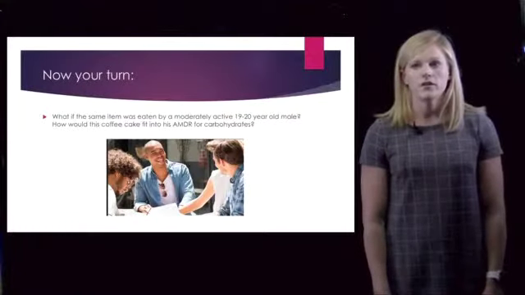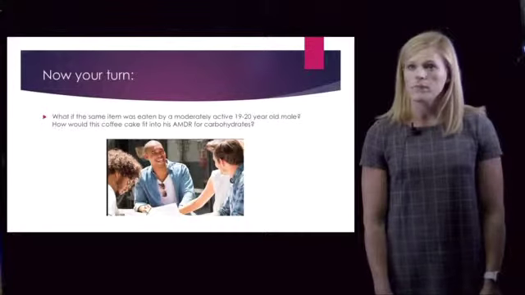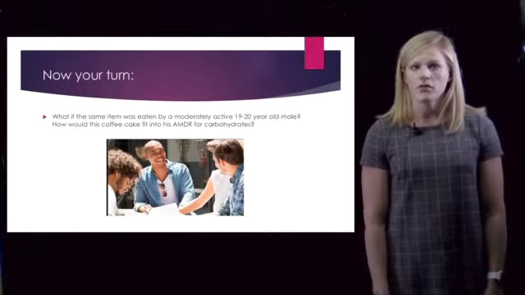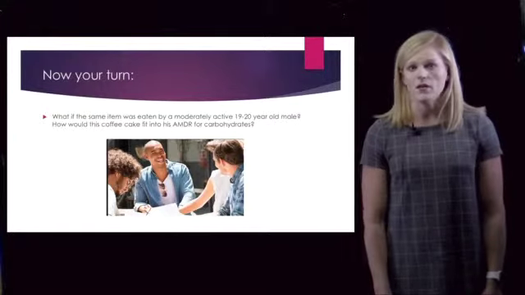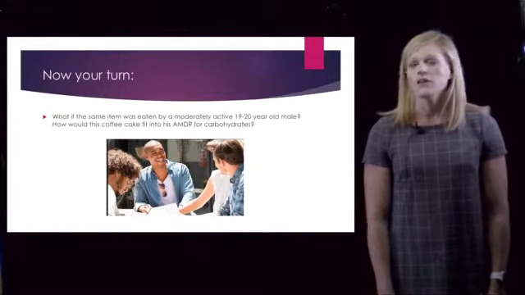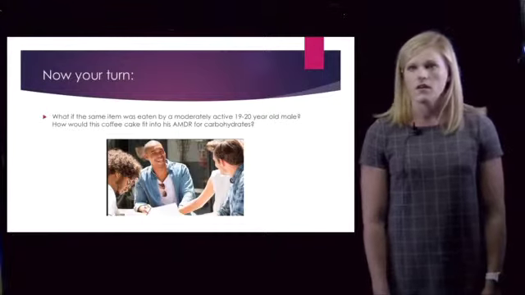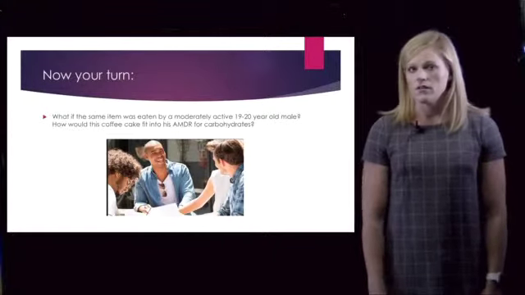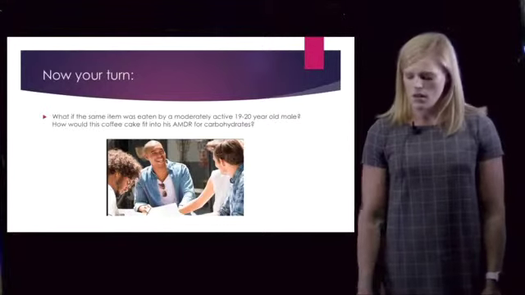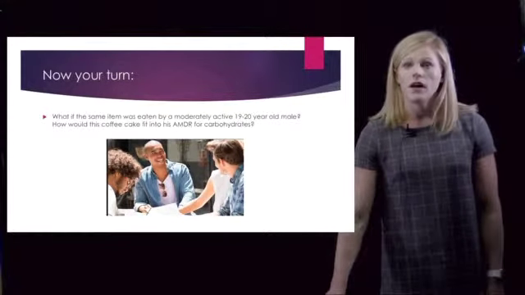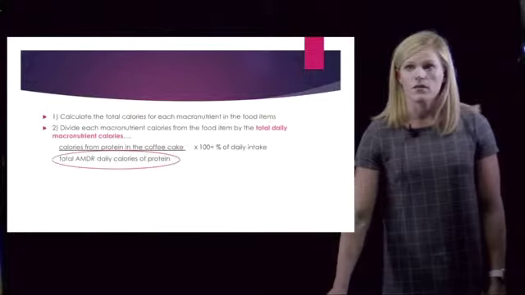Now that we've done one together, I want you to practice one on your own. We're going to keep that same food item, but this time, instead of a 19 to 20-year-old moderately active woman eating it, we're going to change who's eating that coffee cake. So now we're going to consider that it's a 19 to 20-year-old moderately active male. And what's different between that woman and that man is the number of calories they should be eating on a daily basis.